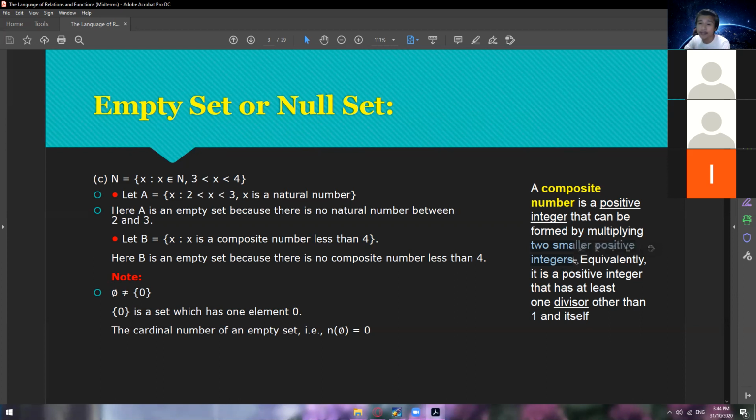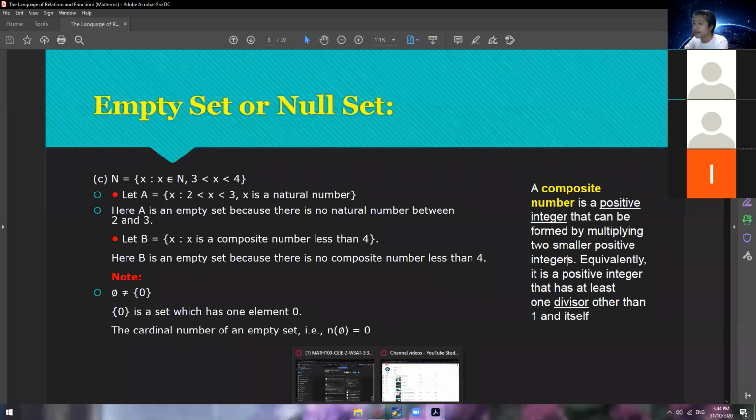Wherein kapag titignan mo, wala nang iba na pwede mong pang divide sa 4 maliban sa 2 or sa 1 or sa sarili niya. So, in here, 4 is not considered as a composite number. So, moving on, hanggang 3, hanggang 2, hanggang 1, kung i-analyze yun or kung i-identify nyo siya as a composite number, those are not qualified as a composite number. Thus, this set B is an empty set because there is no composite number less than 4. Okay, our minimum number when it comes to composite number is 6.